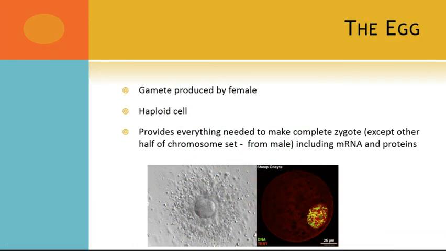But before we do that, let's talk about eggs, right? When we say egg, we have something in mind, which I'll talk about in a minute. But when I say egg, I'm talking about the gamete that is produced by the female. It's a haploid cell, and it has everything that you need to make a complete fertilized egg, a zygote, except the other half of the chromosome set from the male. But it's got all the mRNA, all the proteins, mitochondria, all the rest of the organelles, all that stuff is in the egg ready to go.